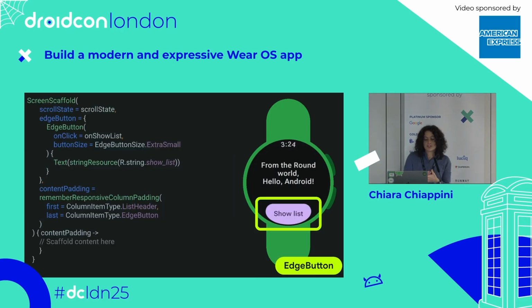Now let me show you the new edge button, which features a curved bottom edge that perfectly complements the round display. The edge button maximizes the available space, making it even easier to tap. And because it's at the bottom of the screen, it keeps the central area of the screen clear for the main content you want to display.